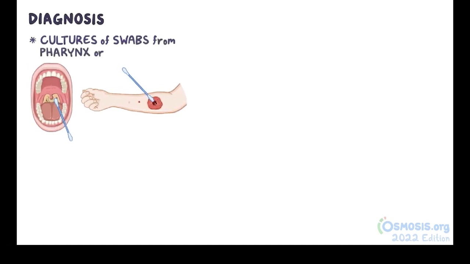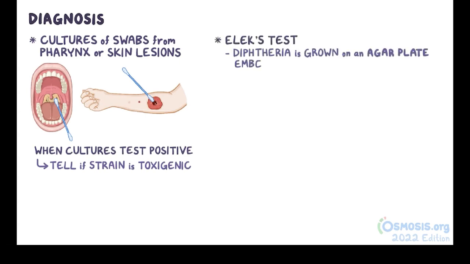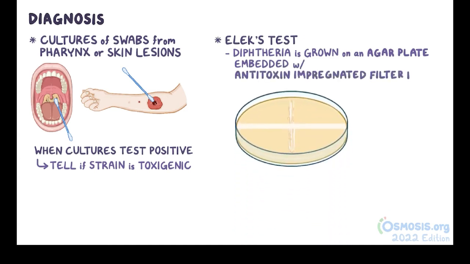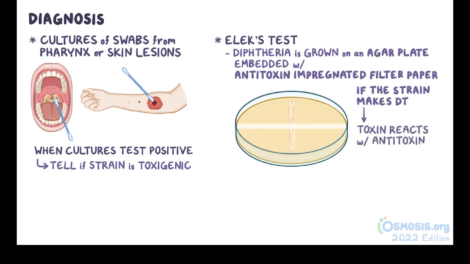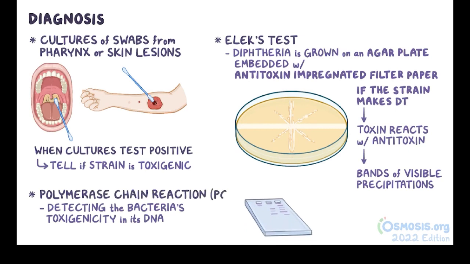Diagnosing diphtheria is mainly done by cultures of swabs from the pharynx or the suspected skin lesion to isolate C. diphtheriae. When the culture gets positive, next you want to figure out if the C. diphtheriae strain in question is toxigenic. This is done by Elek test, in which C. diphtheriae is grown on an agar plate that's embedded with an antitoxin impregnated filter paper. If the strain makes DT, the toxin reacts with the antitoxin, resulting in bands of visible precipitations. Another method consists of detecting the bacteria's toxigenicity in its DNA using polymerase chain reaction, or PCR.